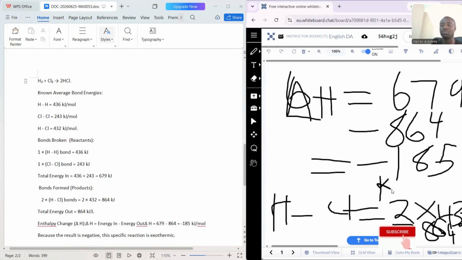Since we got a negative value, it means that this reaction is exothermic in nature. Since the change in enthalpy is negative, this simply means that the reaction is an exothermic reaction.